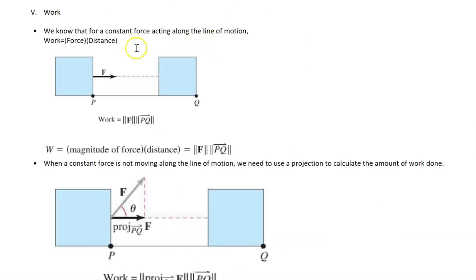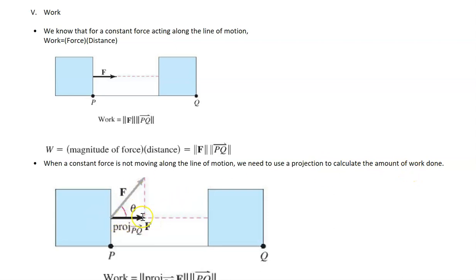Let's talk about work. We know that for a constant force acting along the line of motion, work equals force times distance. In terms of vectors, that means work is the amount of force, the magnitude of the force vector, times the magnitude of the directed line segment that gives us the motion, the distance. So we can think of it as the multiplication of those two magnitudes. Now, when a constant force is not moving along the line of motion, we need to use a projection to calculate the amount of work done.